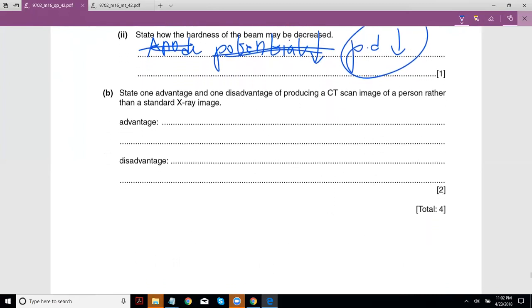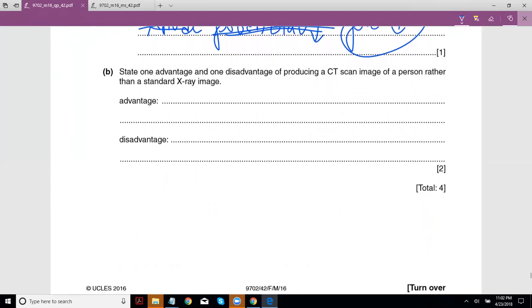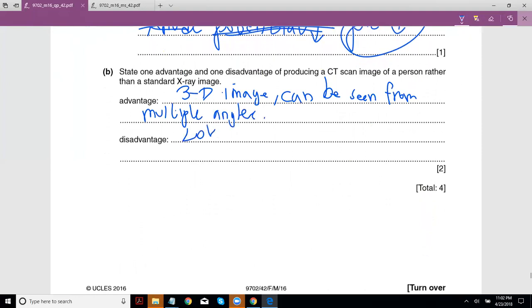State one advantage and one disadvantage of producing a CT scan image of a person rather than a standard X-ray image. Advantage: you can have a 3D image. A 3D image can be seen from multiple angles. Disadvantage: there is a lot more radiation the person is exposed to. Correct. A lot more radiation exposure, which is not good because this is harmful.